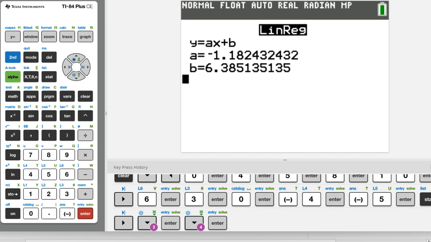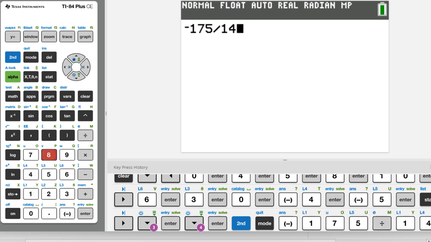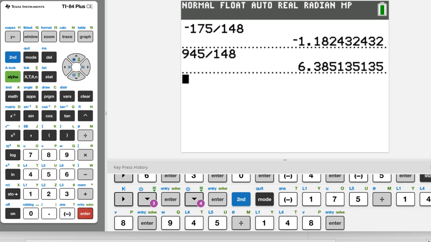Now, if I had a second calculator in front of me, I could leave the screen up and ask you to calculate the decimals for those fractions that we had. So if you do negative 175 divided by 148, would you look at that? That is the slope that the calculator found for our linear regression model. And if we do 945 divided by 148, there's that 6.385 number that was the y-intercept.